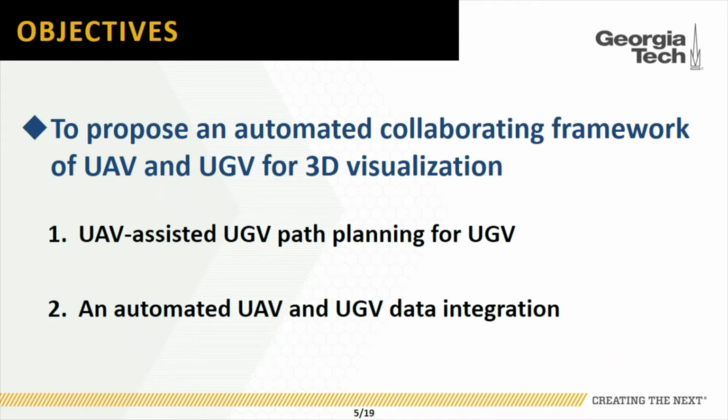So the overarching aim of this study is to create an automated framework for the collaboration of UAV and UGV for 3D visualization. And the first task in this study is to use the UAV-generated data, the point cloud, to help plan the UGV, the unmanned ground vehicle scanning task. And the second part is, once we have the point cloud from UAV and UGV, how do we integrate this data together in order to get a more comprehensive and accurate point cloud data?